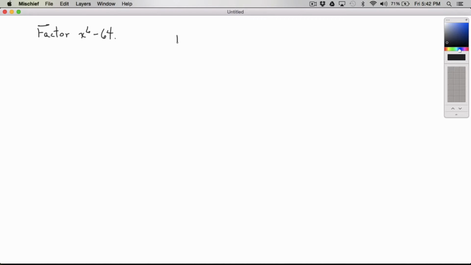First, let's start with a difference of cubes. Now, if you recall, the general form of a difference of cubes is a cubed minus b cubed is equal to a minus b times a squared, remember we use the opposite sign here, plus ab plus b squared.